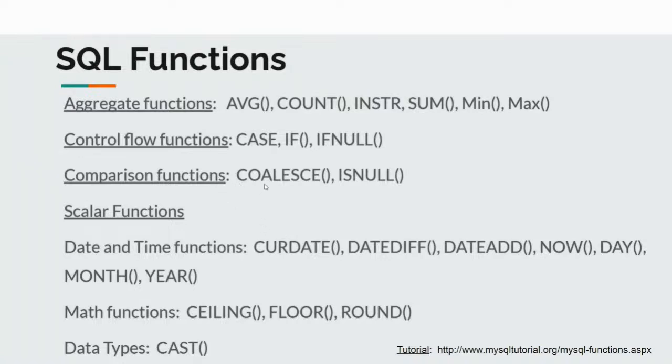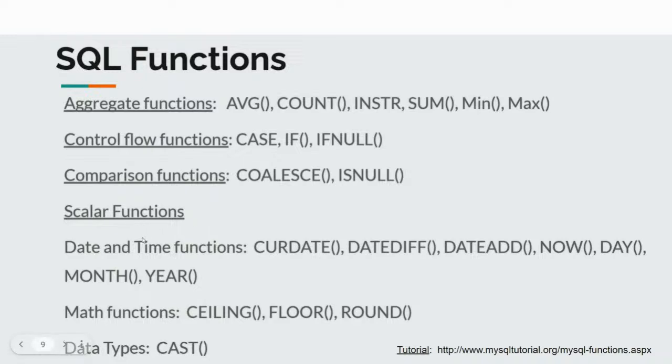Comparison functions. These are functions that compare two columns to each other. So you can coalesce, which is like a concatenate. You could take two values, and the first non-null value it would put at the beginning and then concatenate the others to it. IS NULL checks to see if the value is null. And then it would compare it. You could compare it to something else and then get a result. And we'll practice some examples of those.